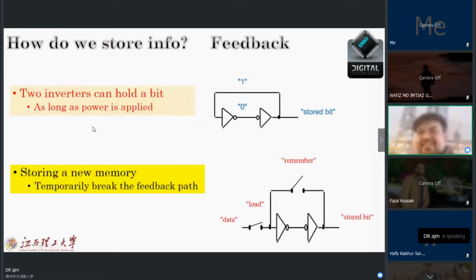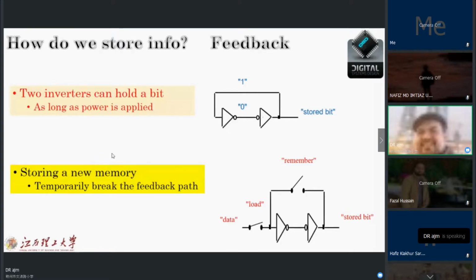But the question is where we store the information. Let us start from this point, something like feedback. If we put two inverters, or two NOT gates, sequentially together, they can hold a bit as long as power is applied. You will see that they can store the value. Suppose I put a one at the entry of these gates: first it becomes zero, second it becomes one. And it's exactly like the feedback that you see here.